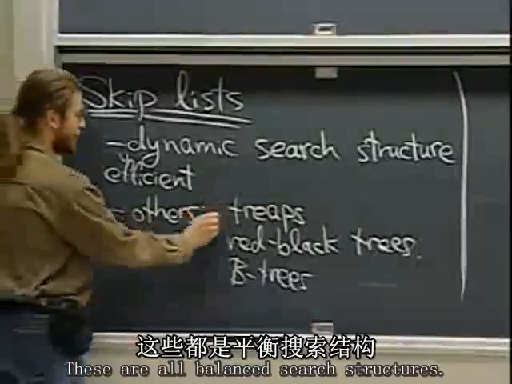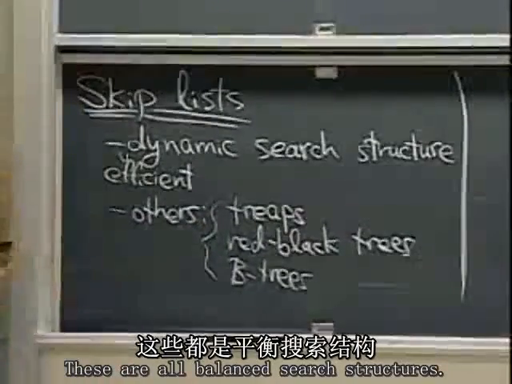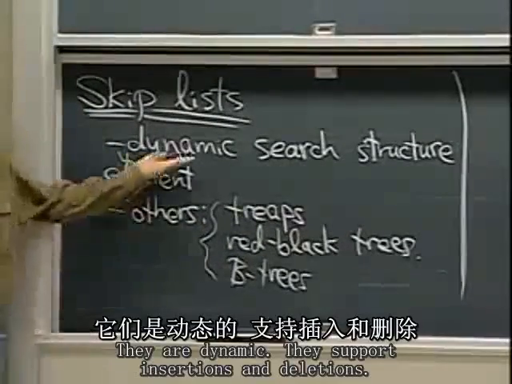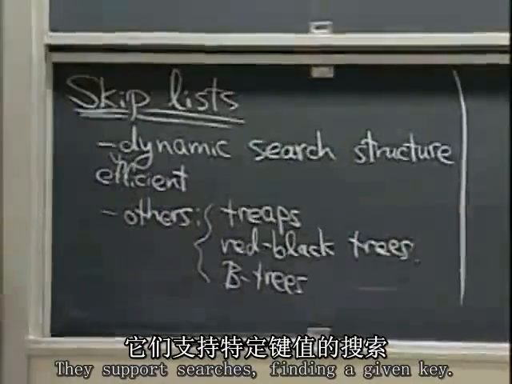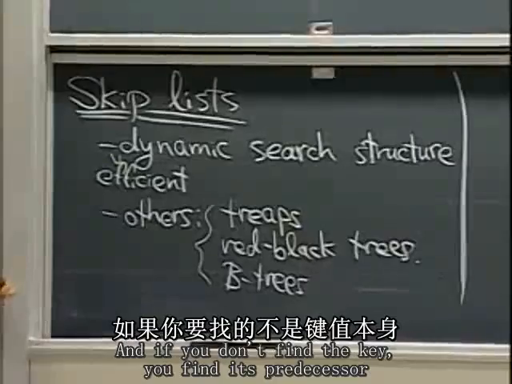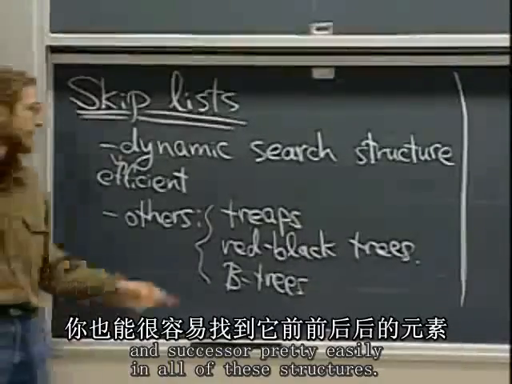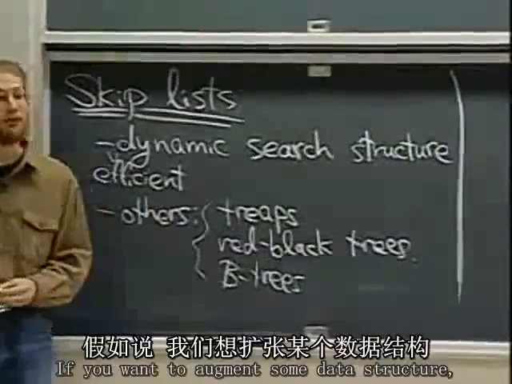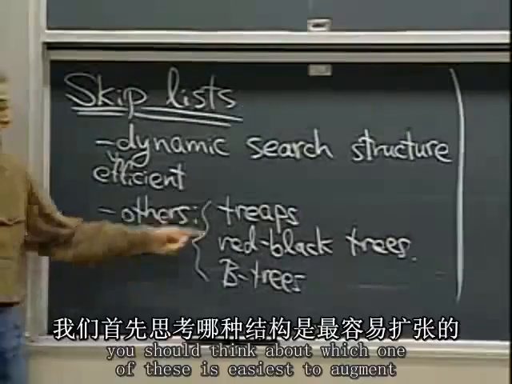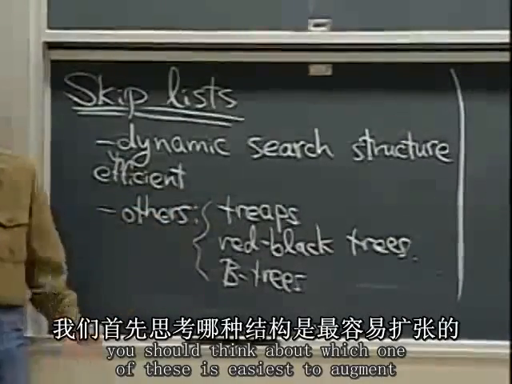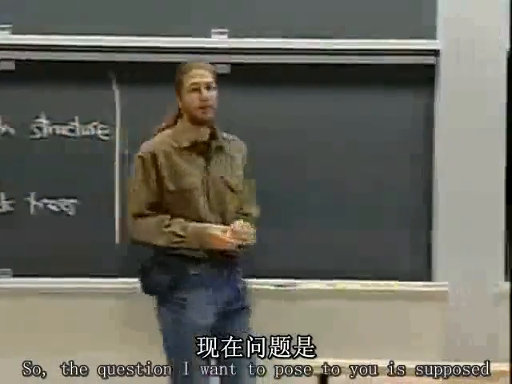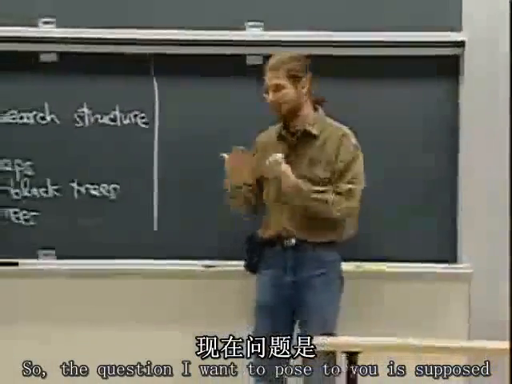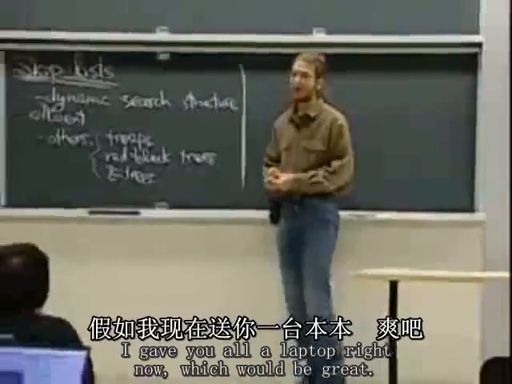These are all balanced search structures. They're dynamic. They support insertions and deletions. They support searches, finding a given key. And if you don't find the key, you find its predecessor and successor pretty easily in all of these structures. If you want to augment some data structure, you should think about which one of these is easiest to augment, as in Monday's lecture.